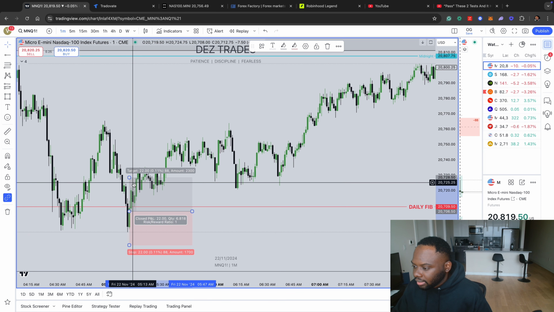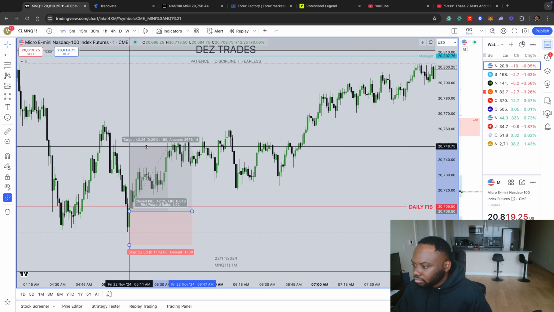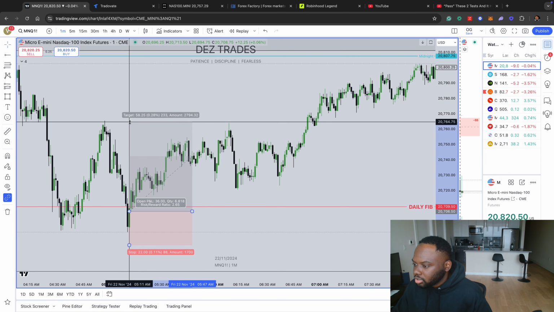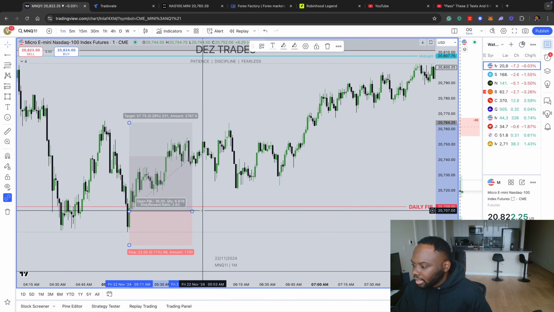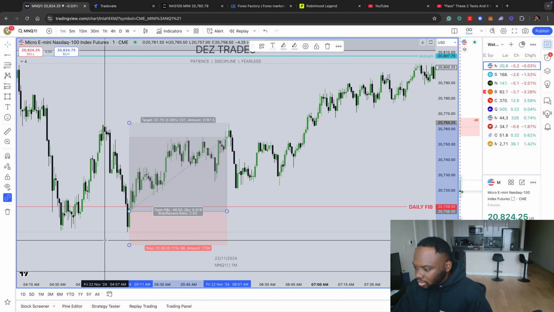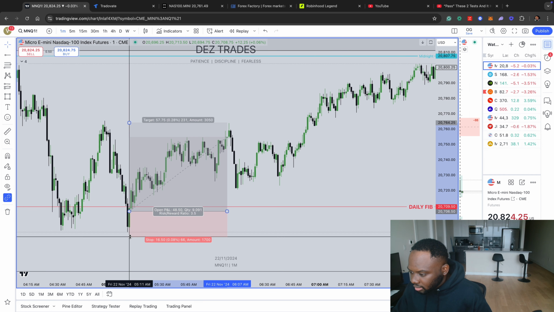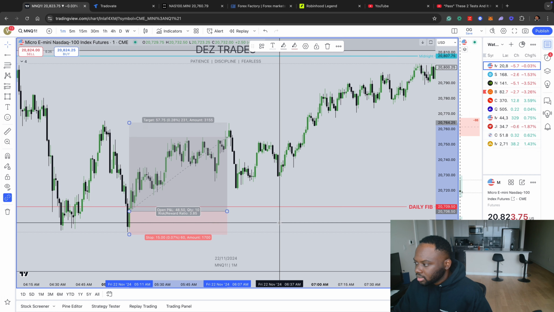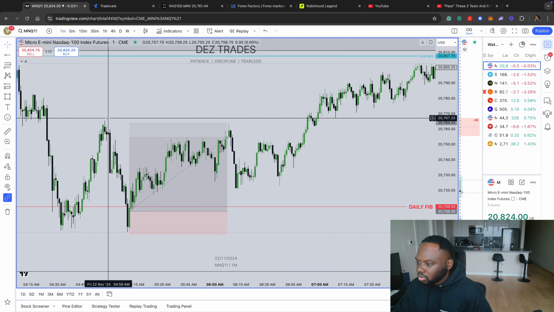Obviously, you get in here, targeting the highs. I would probably target this high right here, and that would have hit. So 57 points, let's say. Say you're trying to get out up here. So your risk would be just down here. You'd be risking 15 points to make about 48 points, because I would be targeting these highs right here.